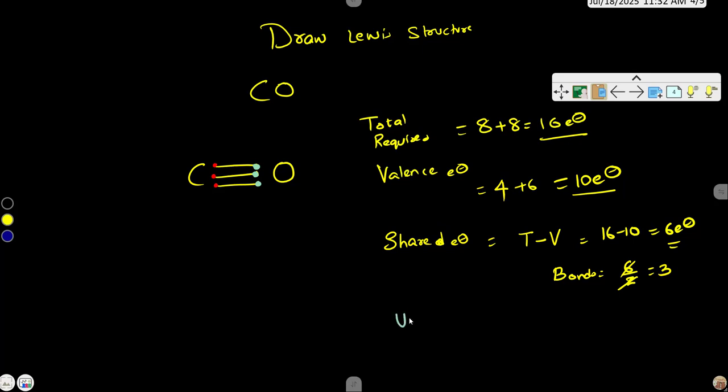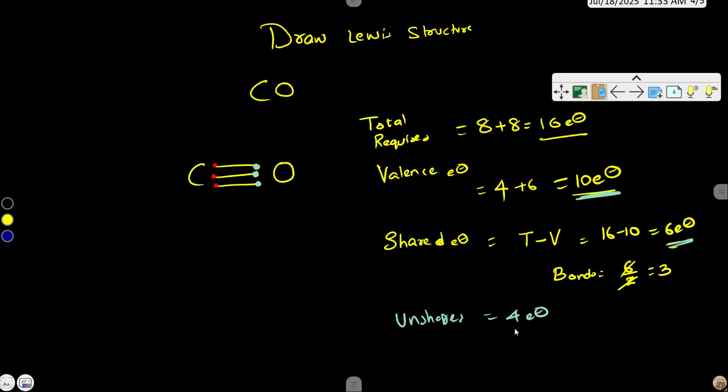Then we'll see how many are unshared. Out of 10 electrons, 6 electrons were shared. How many will be unshared? 4 electrons will be unshared. These 4 electrons, you have to distribute back to carbon and oxygen. First, we have to distribute to the peripheral atoms, next to the central atom. In this case, carbon is considered the central atom because its electronegativity is less. Oxygen is considered the peripheral atom.